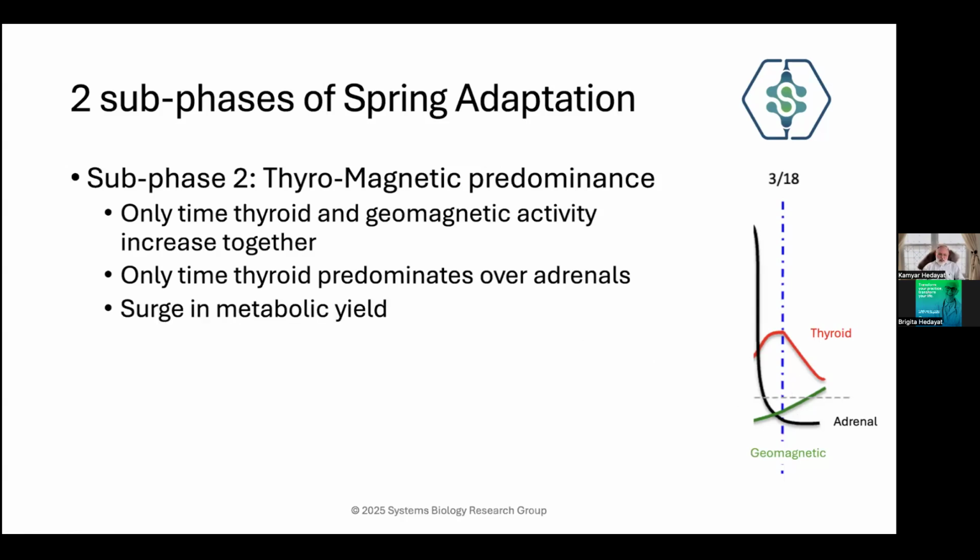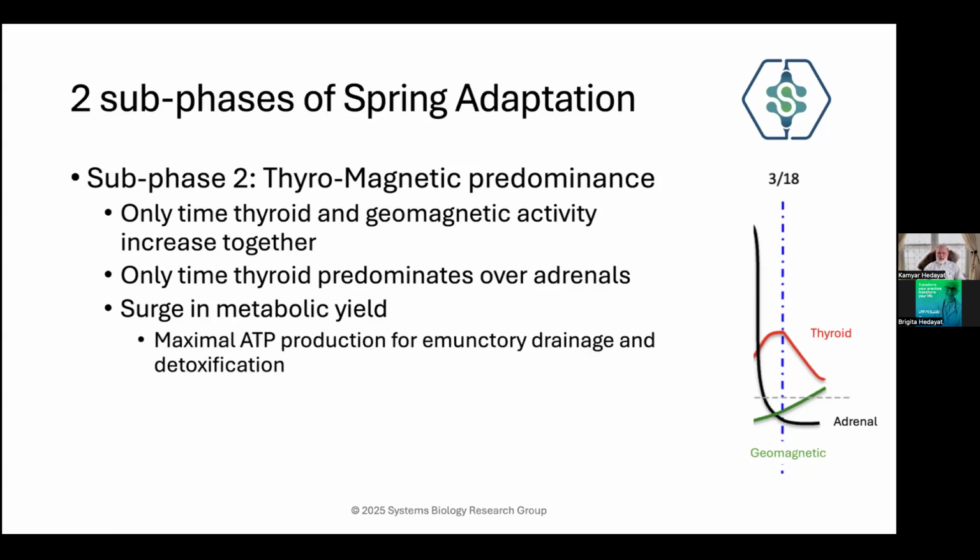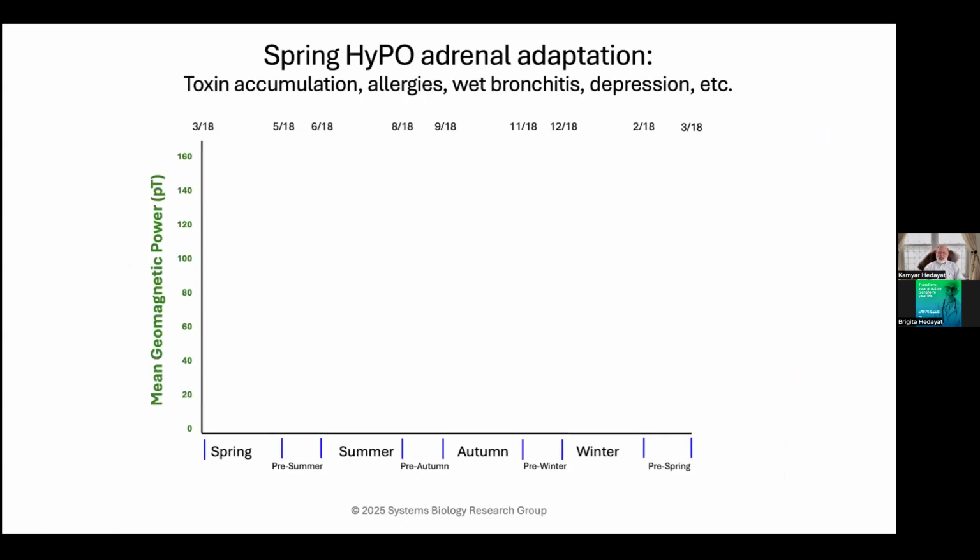So those of you who've studied endobiogeny will know that there's an index called metabolic yield, which is modeling the average rate of metabolism throughout the body. And there should be a surge in the metabolic yield at this point with maximal ATP production for emunctory drainage and detoxification.